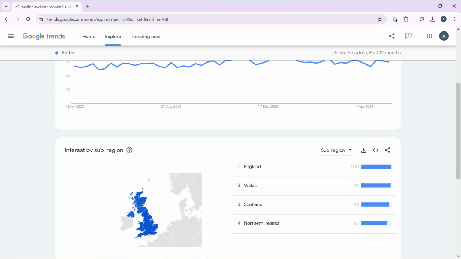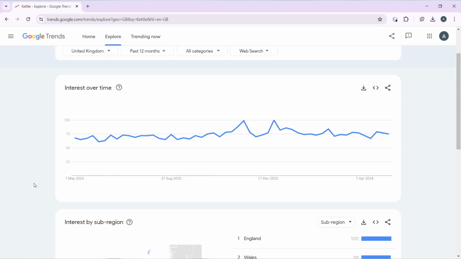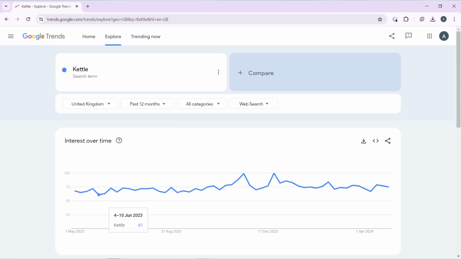So for this kettle, from this interest graph and this interest by sub-region, we can see that the lowest interest rate is incredibly high, meaning this is top tier. This is a winning product. This is a trending product that you can sell. So this is pretty much how you can use Google Trends to find trending and winning products to sell.